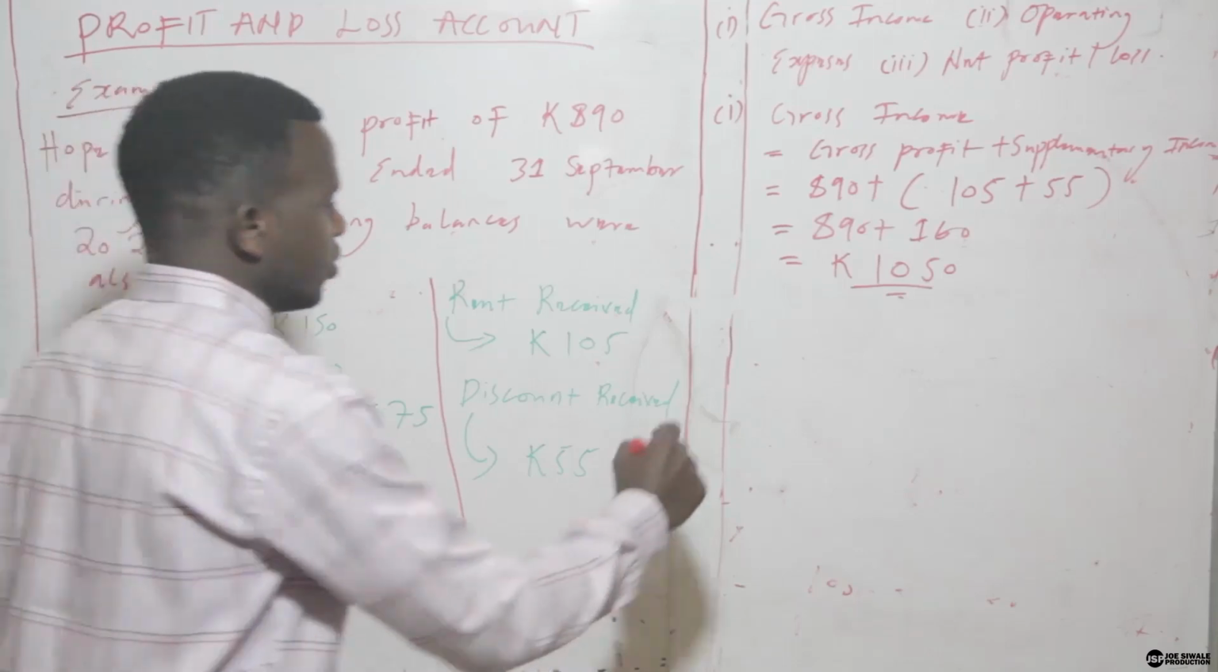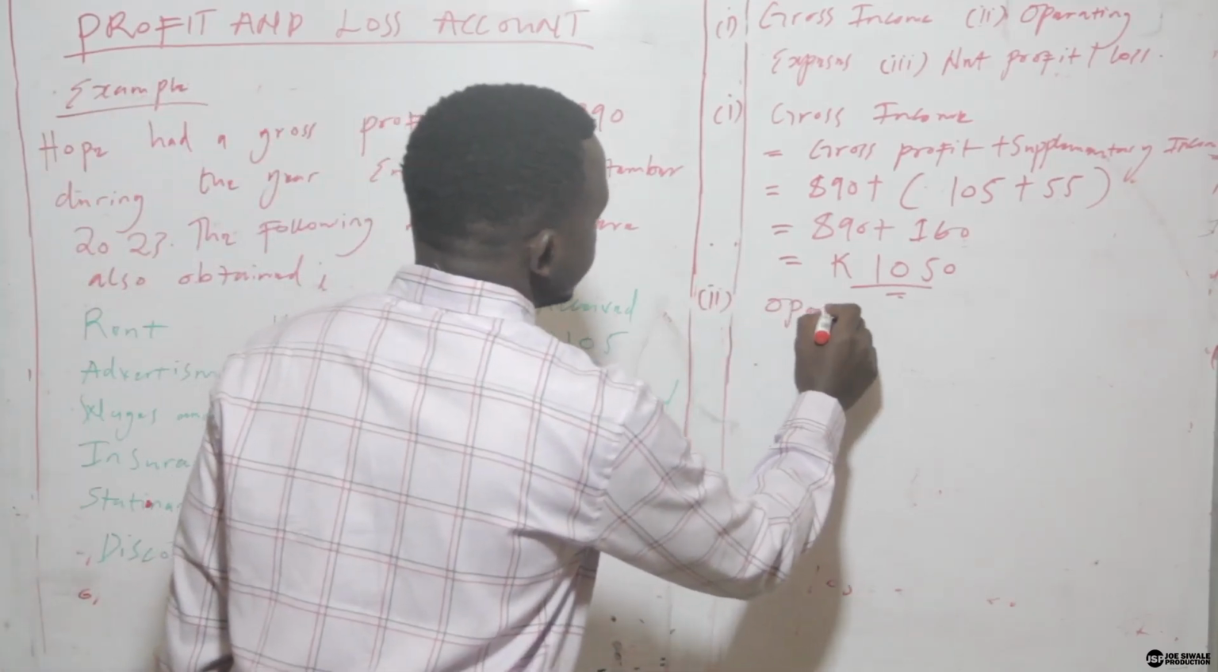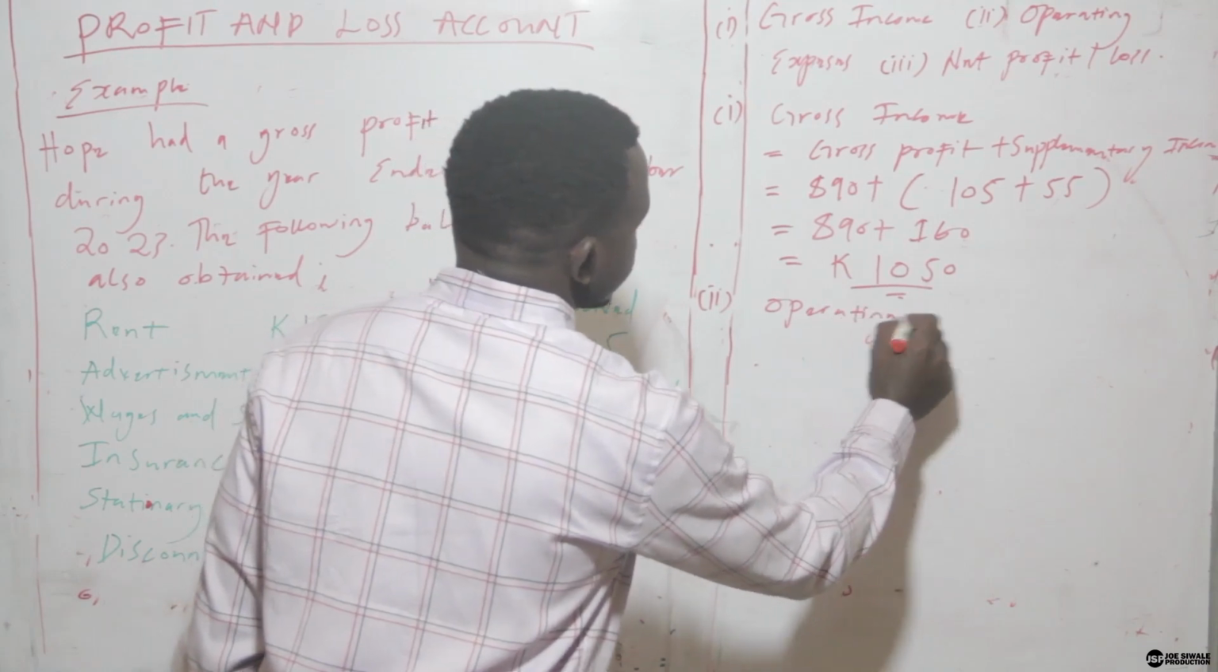Let us look at Roman numeral 2. We have operating expenses.